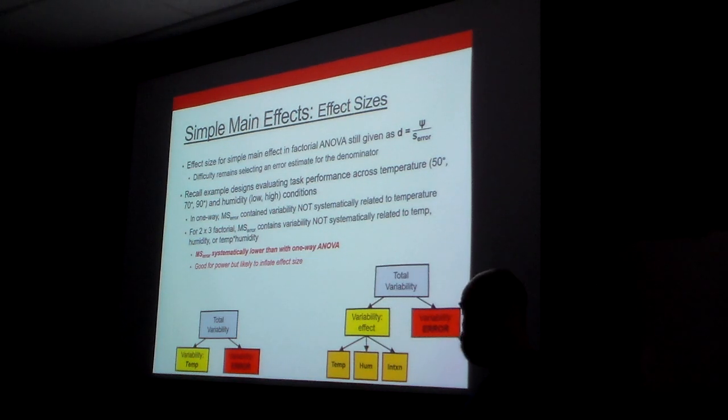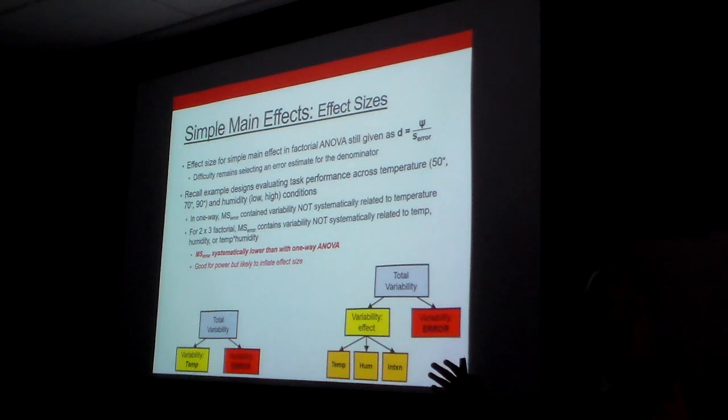So say I'm doing a pairwise comparison. I want to calculate an effect size comparing performance at 50 degrees and 90 degrees. If I'm looking at a one-way design, my mean squared error accounts for all the variability that's not attributable to temperature, and the variability in performance across 50, 70, and 90 degrees is all about the same. I haven't violated homogeneity of variance. That mean squared error term is just a pooled variance estimate, and so that's a nice thing to use.